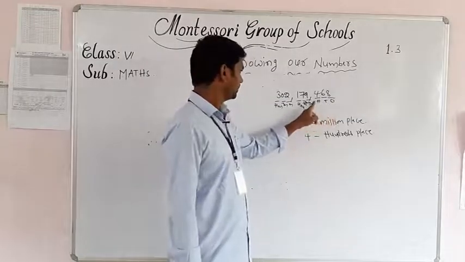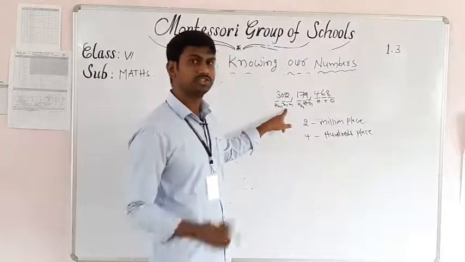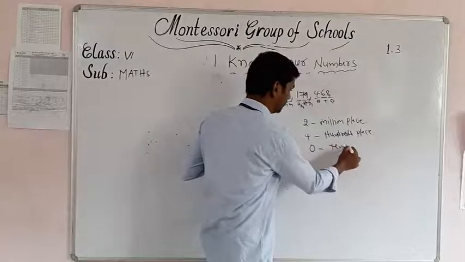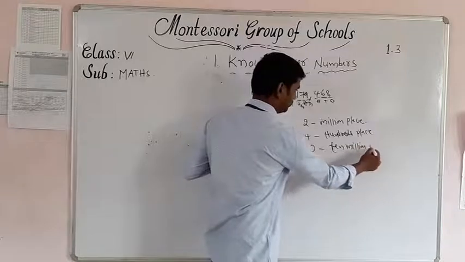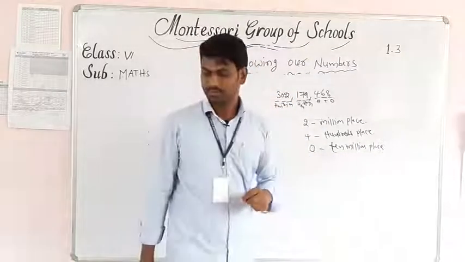Next, the digit at the ten millions place. Ones, tens, hundreds, thousands, ten thousands, hundred thousands, millions, ten millions. So what is in the ten millions place? 0. Zero is the ten millions place.